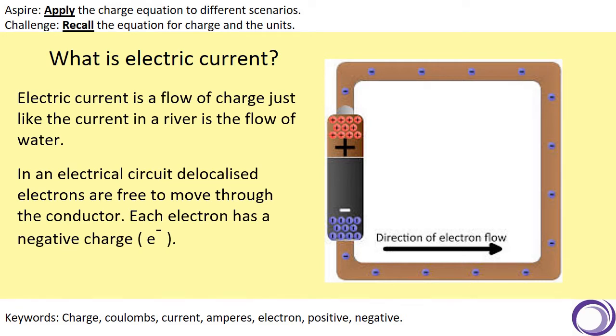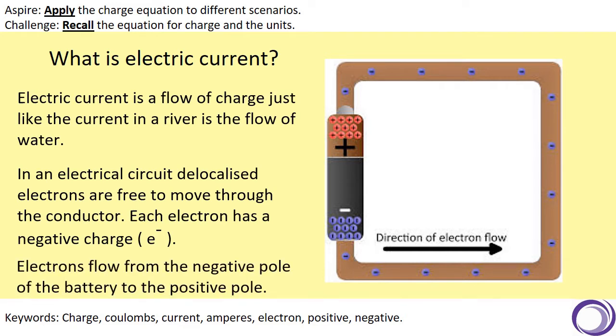In an electric current though, delocalised electrons, so that's electrons that aren't stuck in one place, are free to move through the conductor, and each electron has got a negative charge. Electrons then go from the negative pole, and that's marked with a minus sign on your battery, and they're pushed around by the potential difference, and they flow around to the other side. So that's what's actually going on in a circuit.